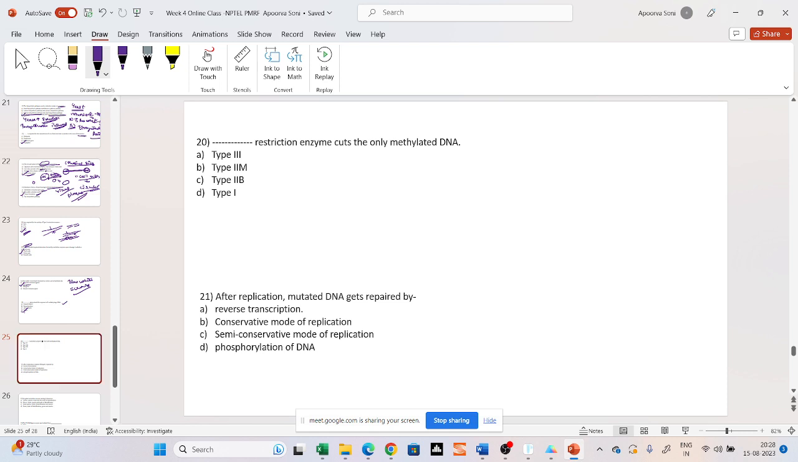Dash restriction enzyme cuts the only methylated DNA. Which restriction enzyme cuts? So till now we have discussed that restriction enzymes where a DNA is methylated, then it will not cut. But there are certain class of restriction enzymes that cuts only the methylated DNA and not the unmethylated DNA. So such enzymes are also present. So what are those enzymes? Which enzymes cuts only methylated DNA?